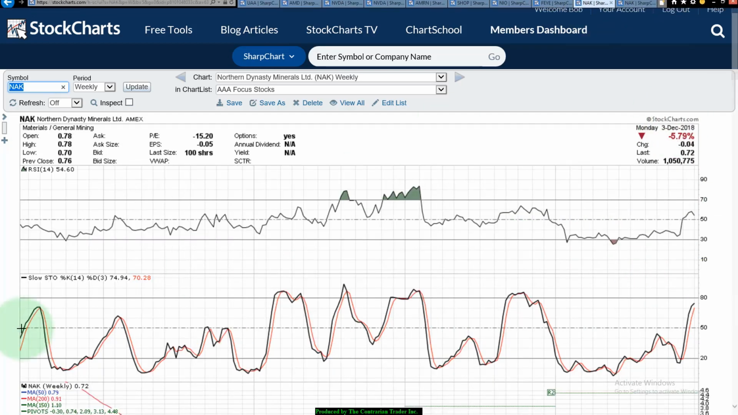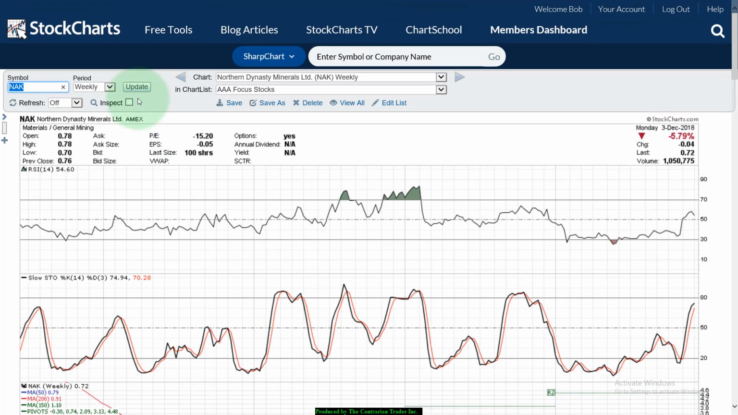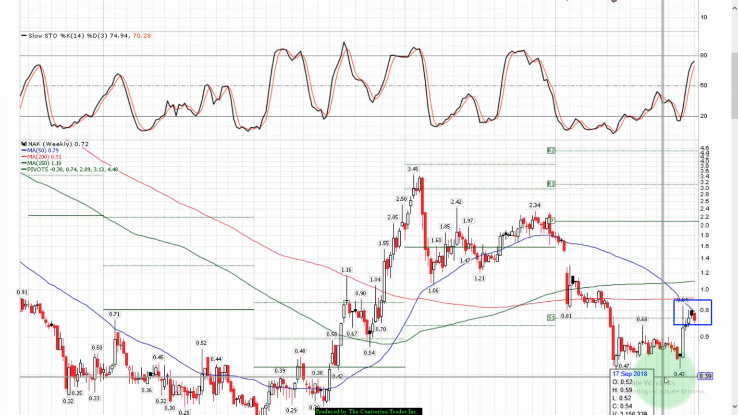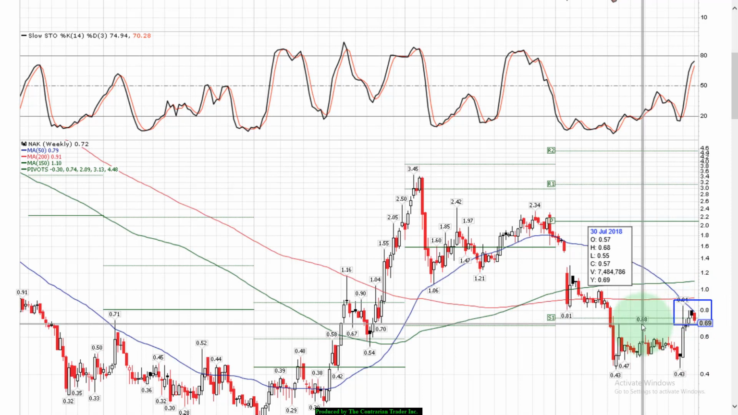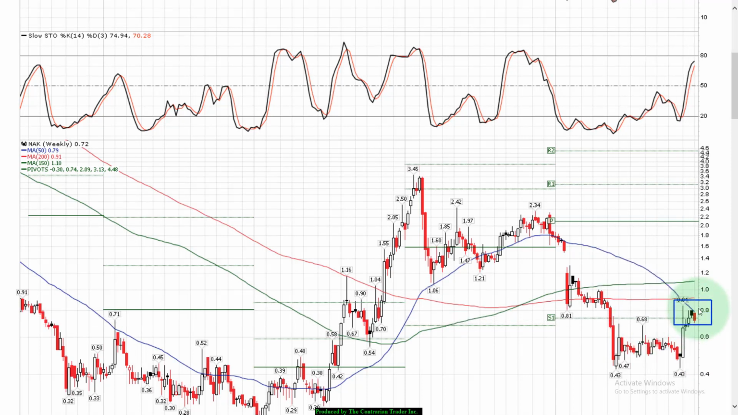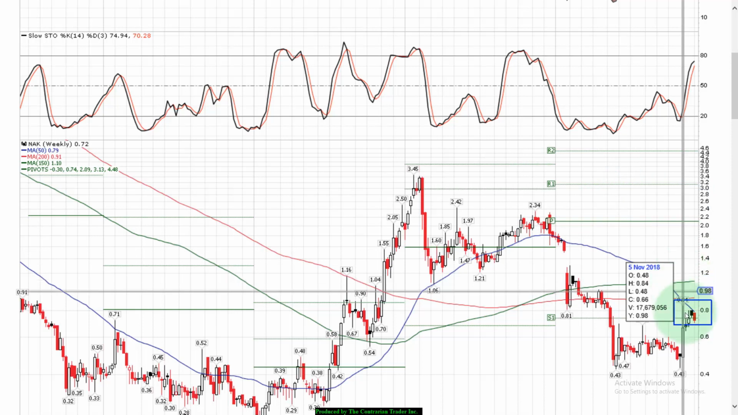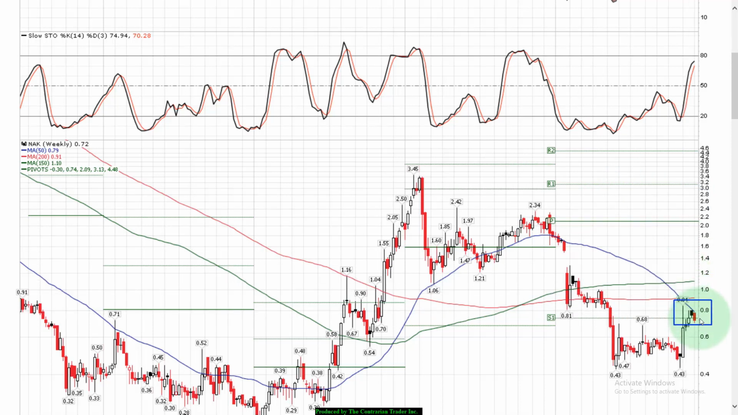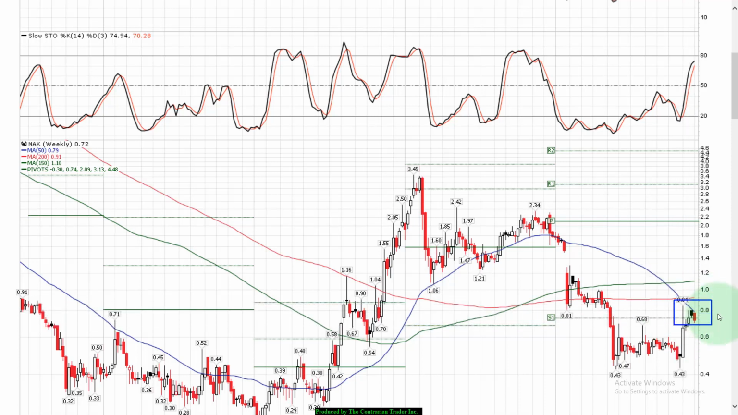Let's go through it. Weekly chart, NAK. Here's the problem: we broke out. We had a little W formation going on here. We broke out above 68 cents per share, consolidated, then we moved higher. The one problem that longs have here is the 50-period moving average on a weekly basis acting as a declining ceiling. So it's going to take time for these shares to consolidate and move sideways.